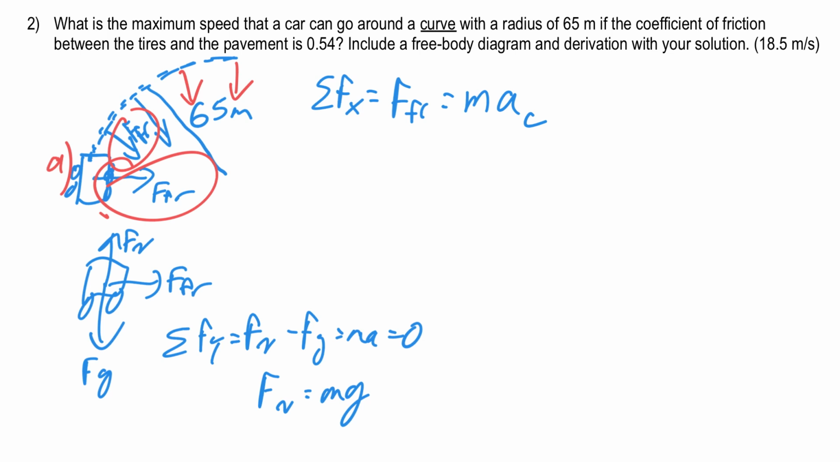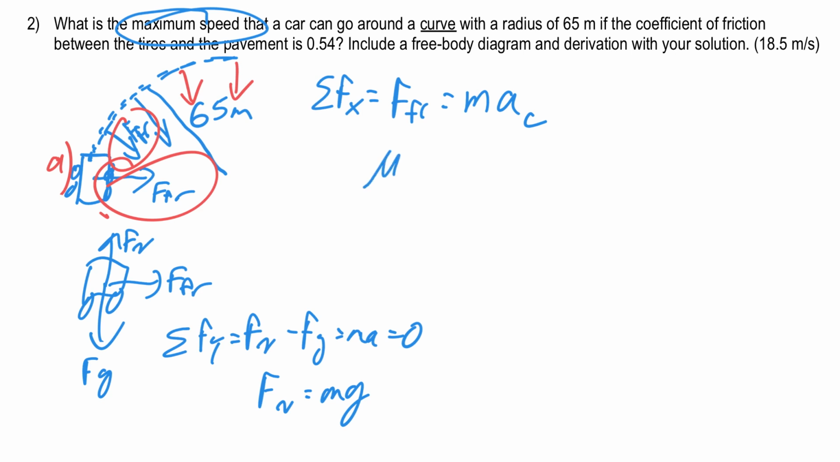So I forgot what we're looking for. What are we looking for? We are looking for the speed. So how fast can we go? If we go too fast, there's not going to be enough friction. We're going to fly off the road. So we're looking for that max speed.